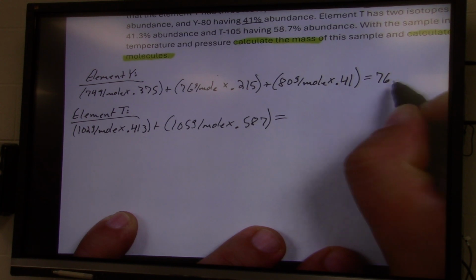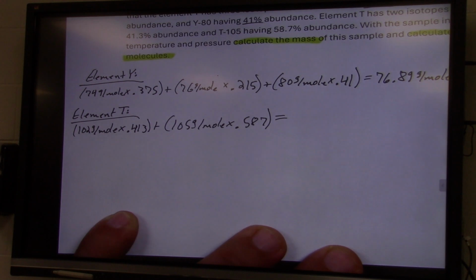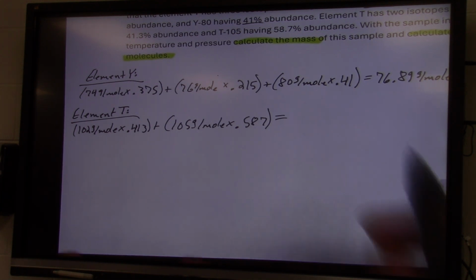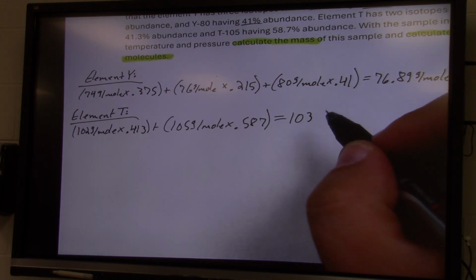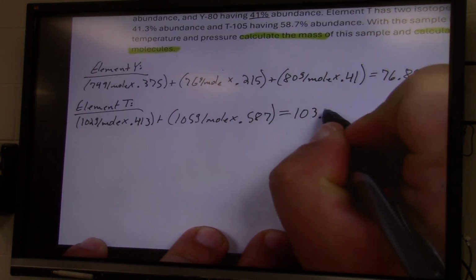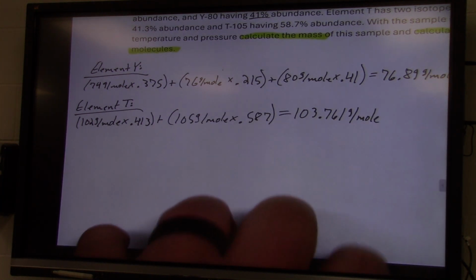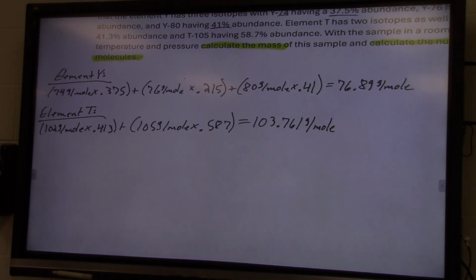At 76.89 grams per mole. That one. I got 103.761 grams per mole. So those are the average atomic masses of element Y and of element T.